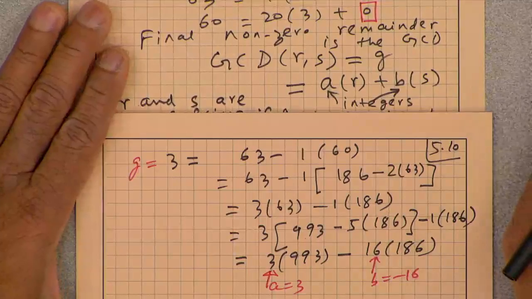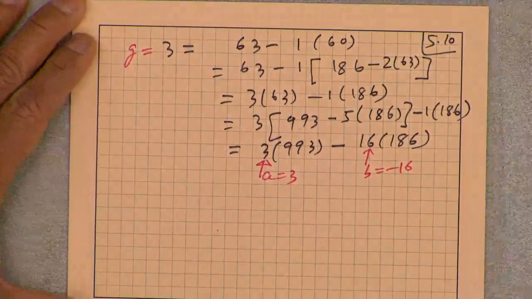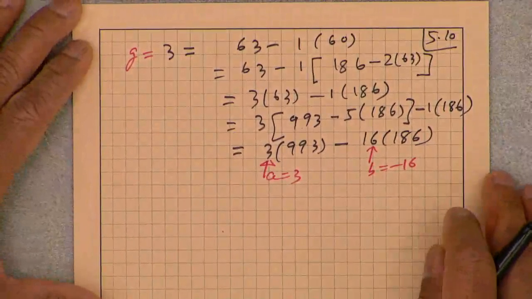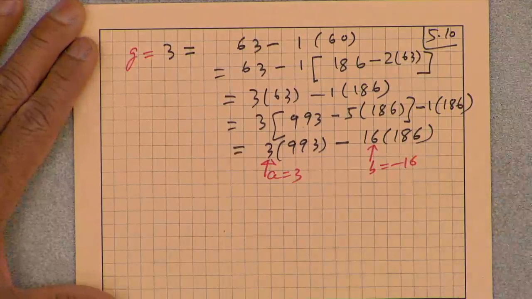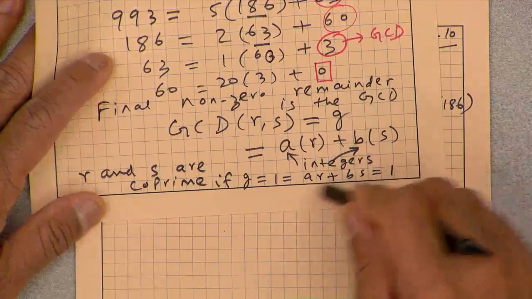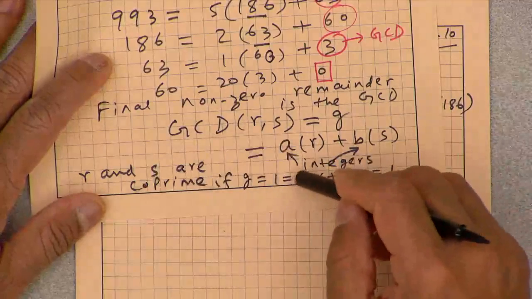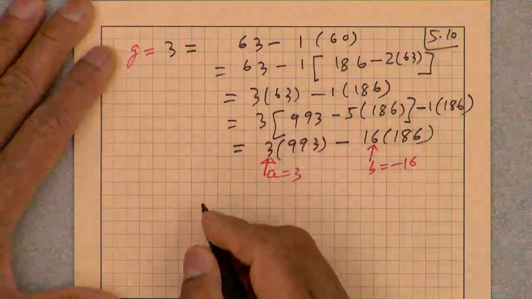Okay, so Euclid's algorithm does two things. One, it helps us find the greatest common divisor, and second, it also tells us what these integers A and B must be. If these are co-prime, you will also find what these A and B should be. Okay, so let me take another example.